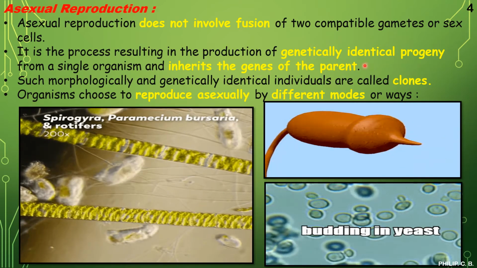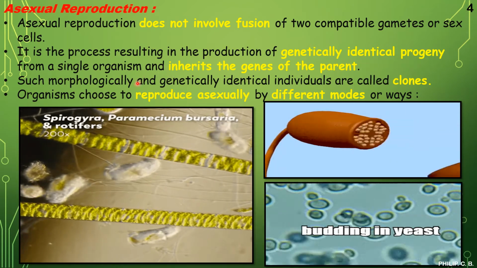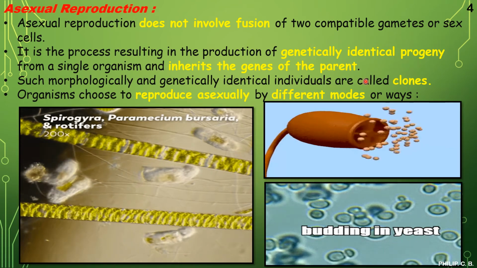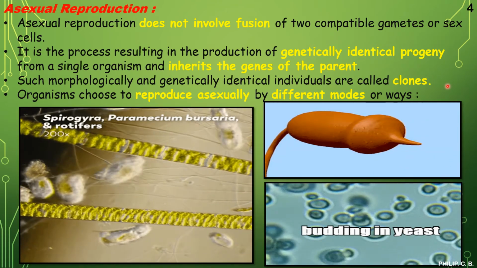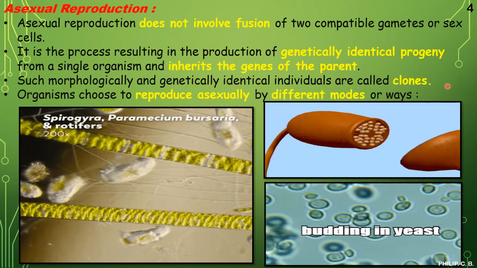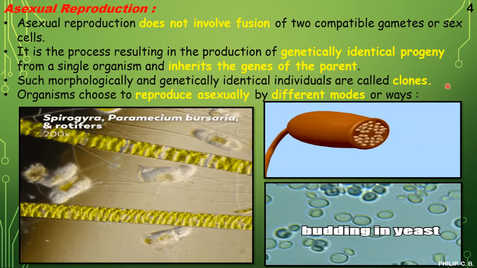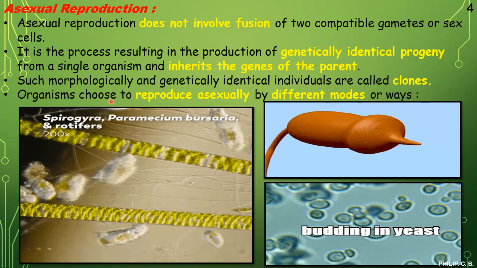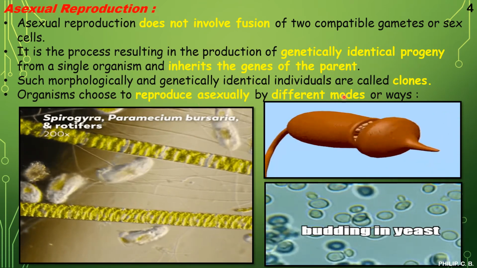So even the genes, the characteristics are similar to those of the parent. Such morphologically and genetically identical individuals are called clones. Now, as we learn in the biotechnology chapter about cloning, here in asexual reproduction, the offspring formed are nothing but clones. Organisms choose to reproduce asexually by different modes or ways.